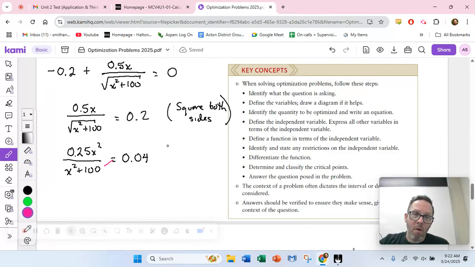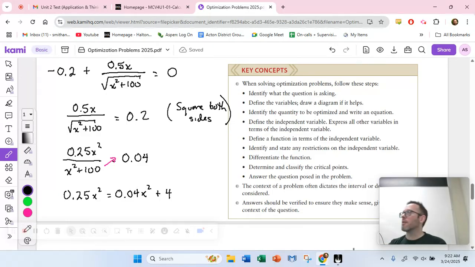Now you can just multiply up the x squared plus 100. So we have 0.25 x squared equals 0.04 x squared, and then 0.04 times 100 is exactly 4, if I didn't mess anything up. Now that is something that you guys can collect like terms for and solve for x. We don't have to worry about the negative here because x is between 0 and 20.